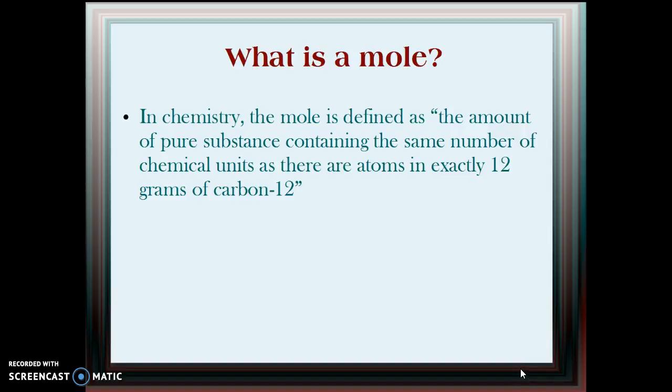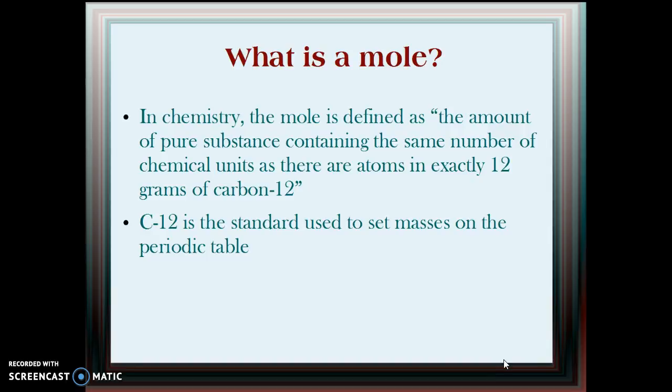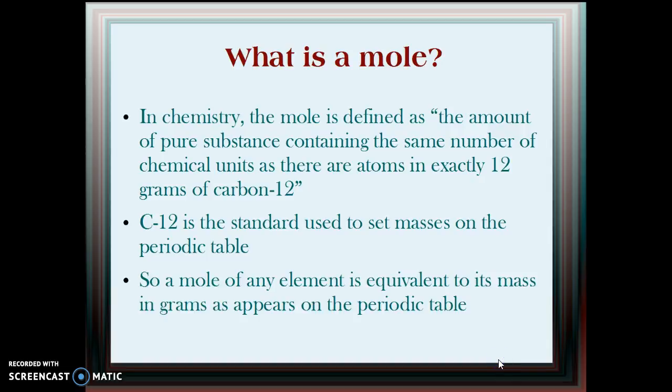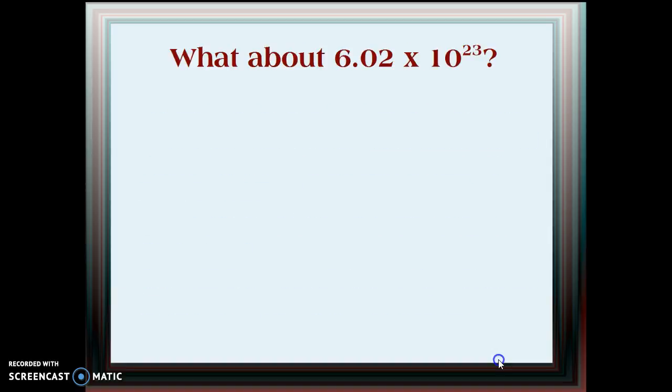there are atoms in exactly 12 grams of carbon-12, the isotope carbon-12. Carbon-12, ever since nearly the middle of the 20th century, has been the standard we use to set our periodic table masses. So a mole of any element is equivalent to its mass in grams appearing on the periodic table.